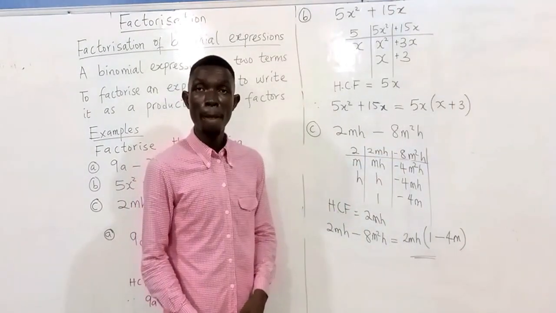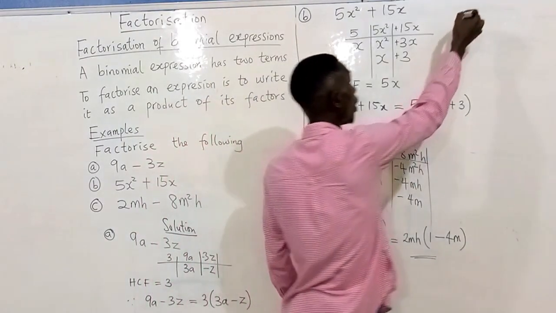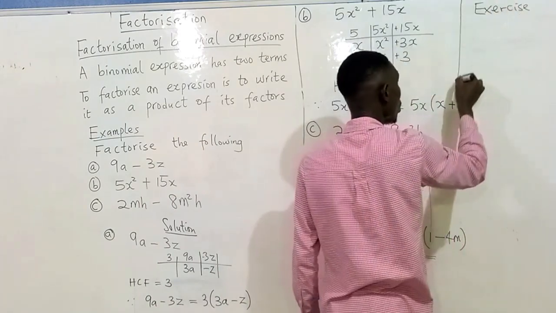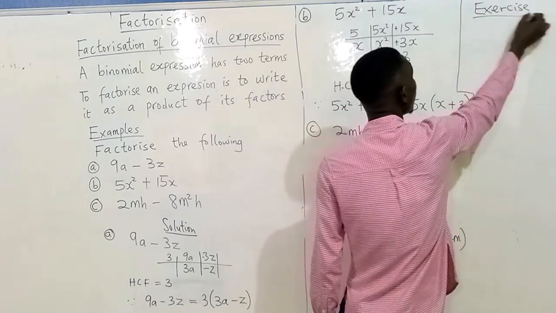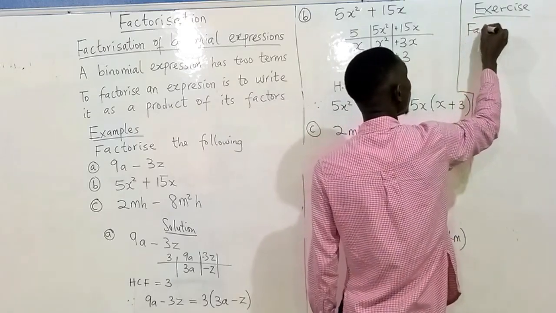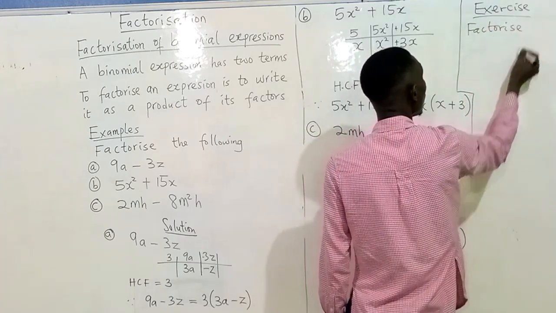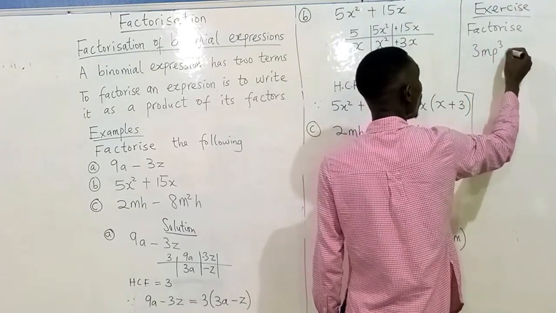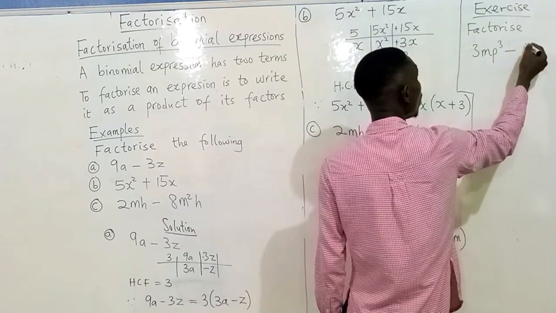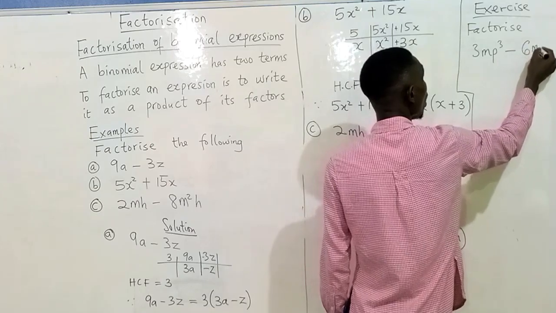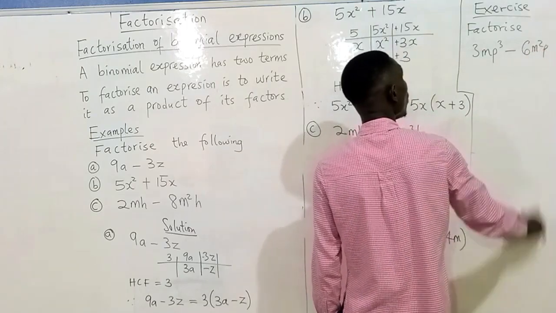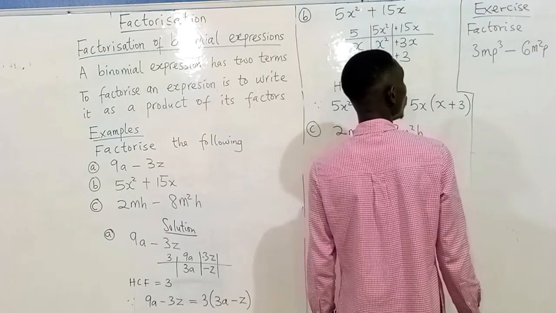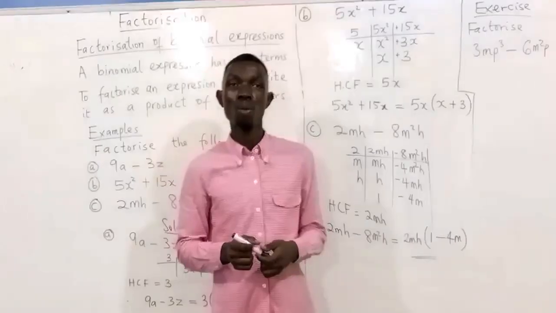Alright, let's take your exercise now. You are going to factorize 3mp³ minus 6m²p. So just do this one, it is enough.